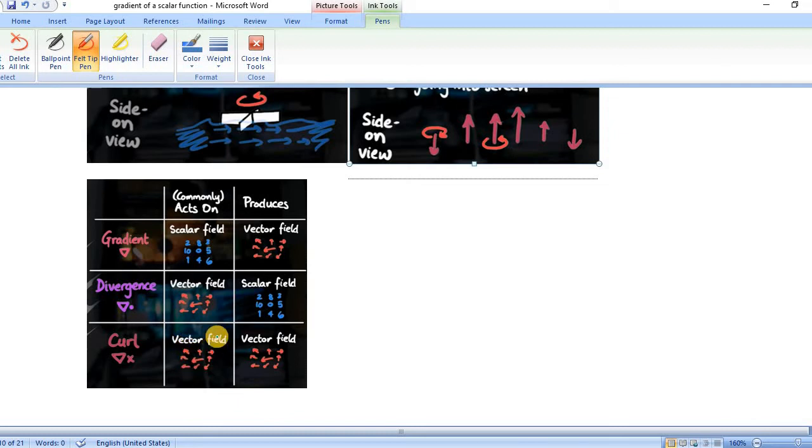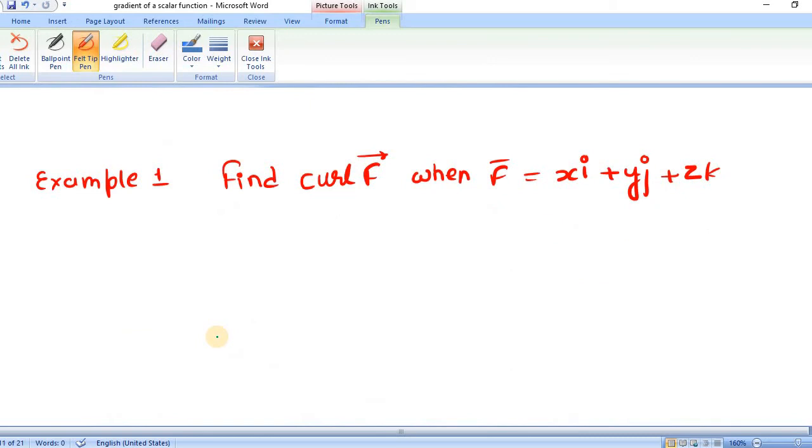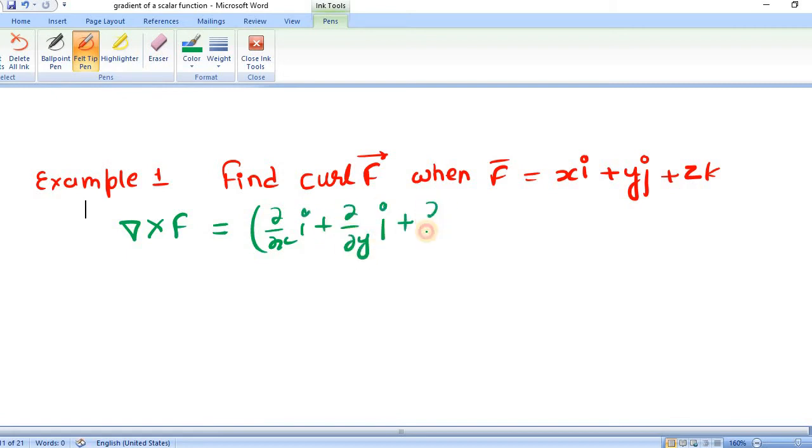So now let us see this with the help of some examples. Find the curl of f when f is equal to xi plus yj plus zk. We have just seen this in our example. So how can we define this curl? This is del cross f. So del is del upon del x i plus del upon del y j plus del upon del z k, and this is multiplied, that is, cross product, with xi plus yj plus zk.